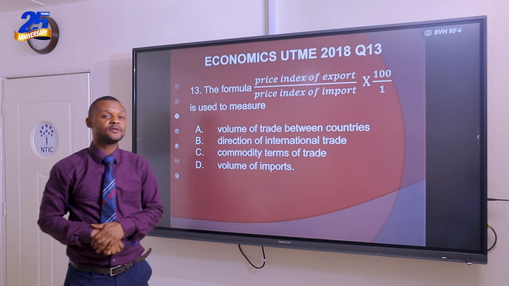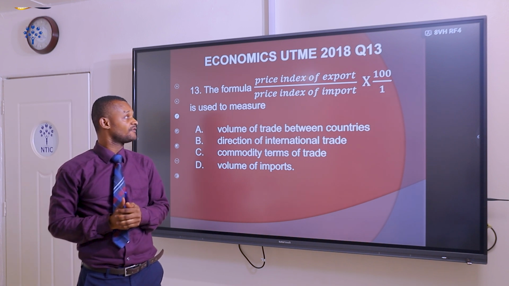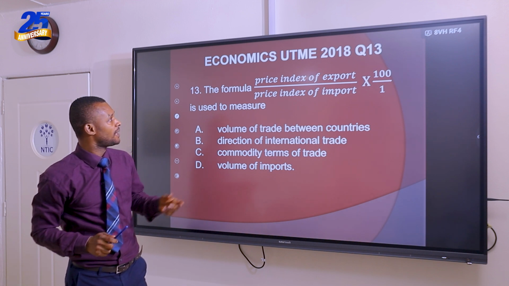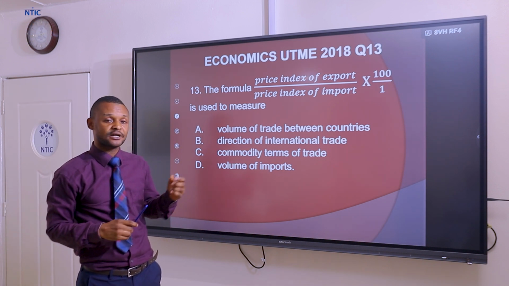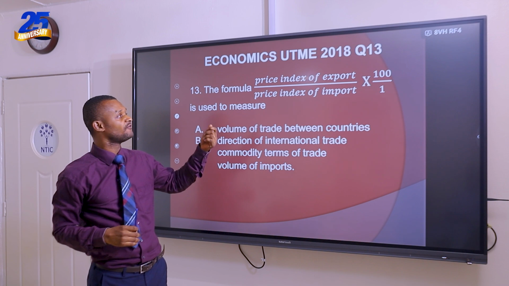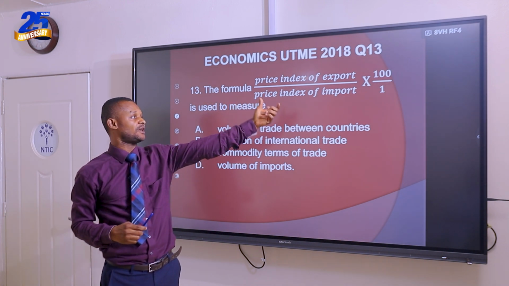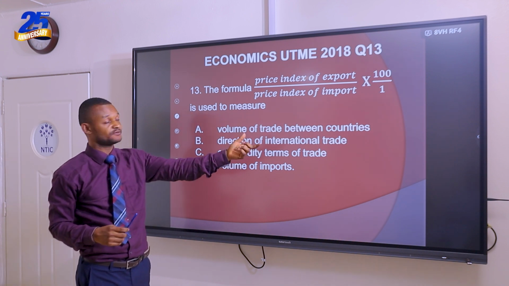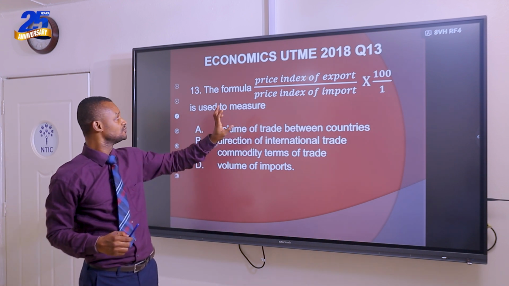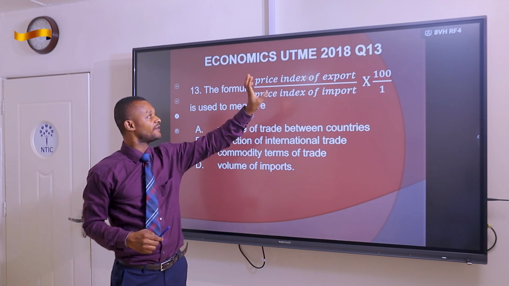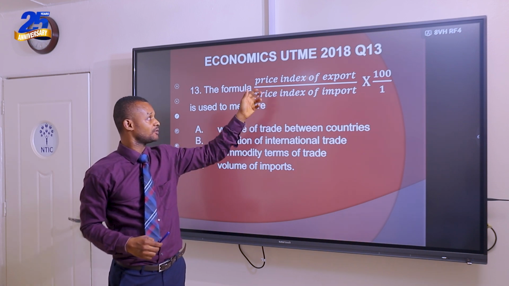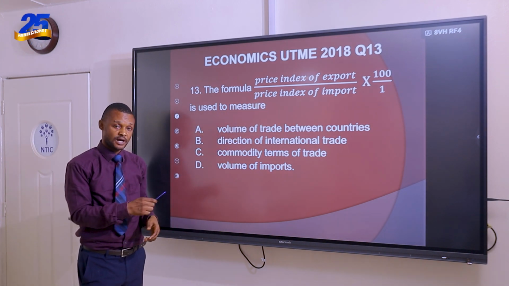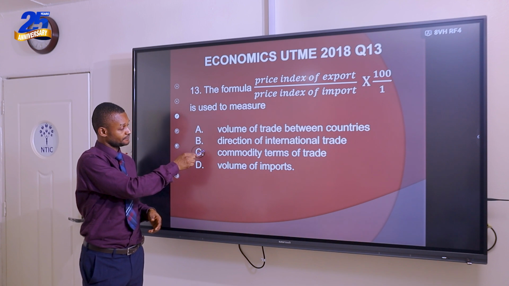Question 13. The formula price index of export over price index of import is used to measure. Now this formula is used to check, for a country, the value of its exports in relation to the value of its imports. They call it commodity terms of trade. Commodity terms of trade use this formula to check the relation of export to that of import. That's why we have price index of export over price index of import. The answer is C.